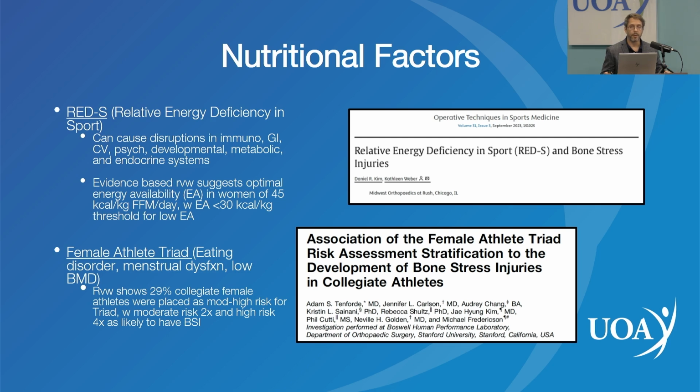REDS is also an umbrella term that came from the female athlete triad, which includes eating disorder, menstrual dysfunction, and low bone mineral density. A recent review shows that about 29% of collegiate female athletes were placed at moderate or high risk for the triad, with those at moderate risk 2 times more likely to have BSI, and those at high risk 4 times more likely.